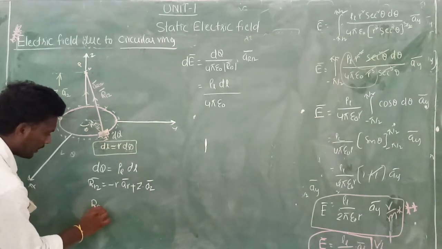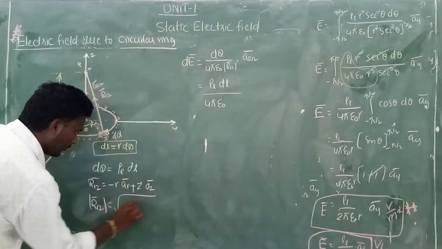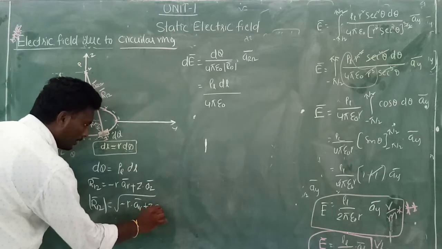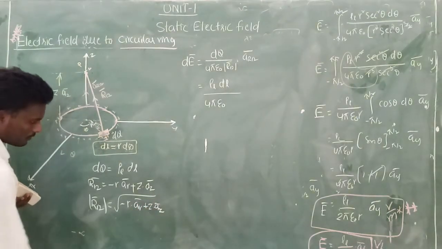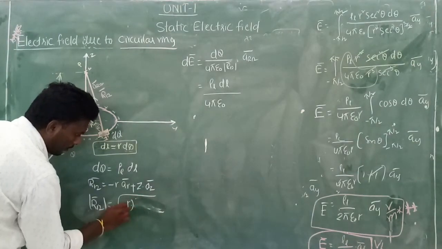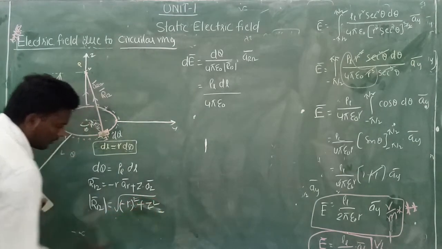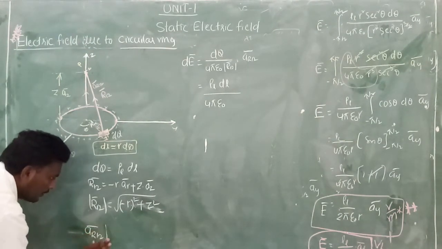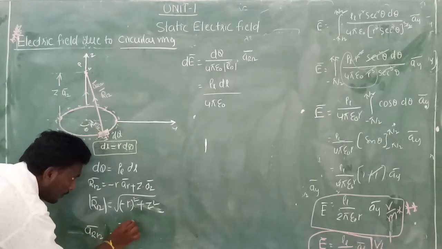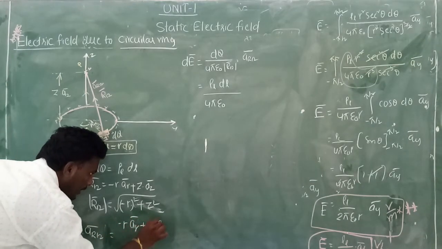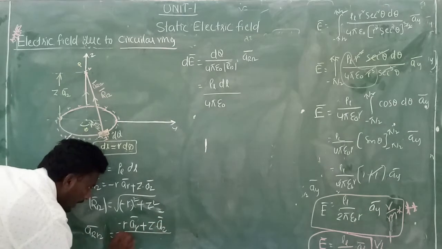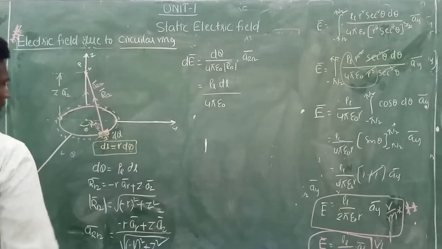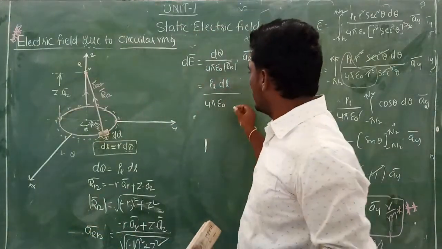What about magnitude? r12 bar is equal to the square root of (minus r into ar bar plus z into az bar) whole square plus z square. And what about ar12? ar12 bar is equal to the ratio, minus r into ar bar plus z into az bar, by the square root of minus r whole square plus z square. Just substituting those values here.